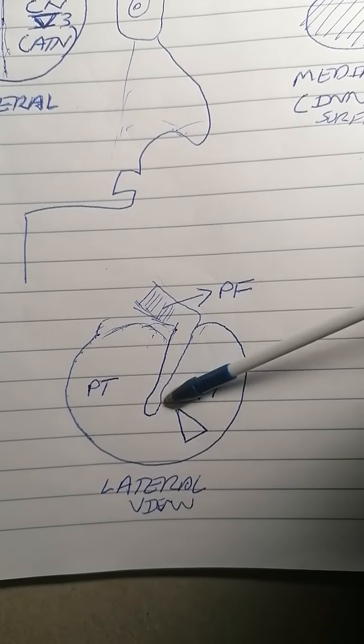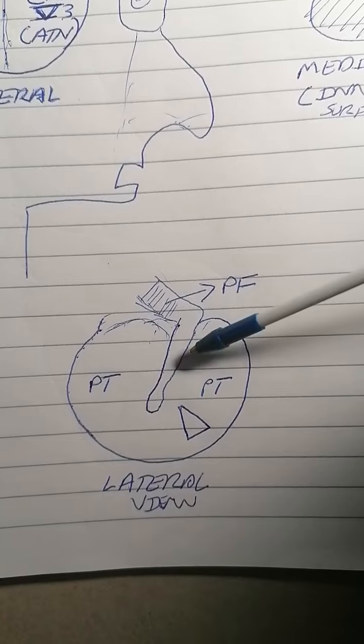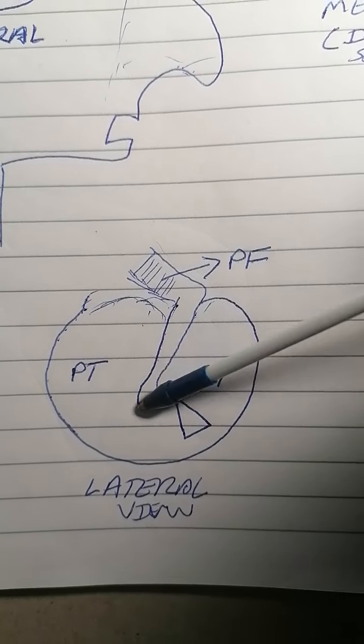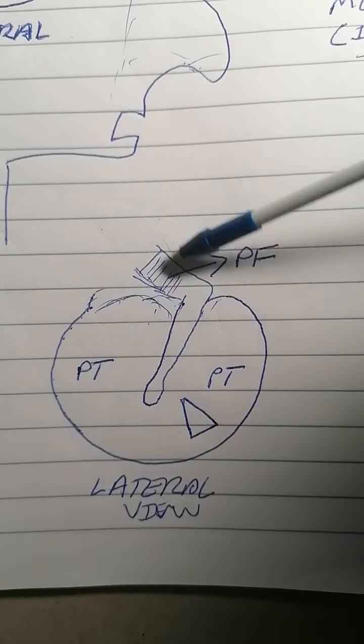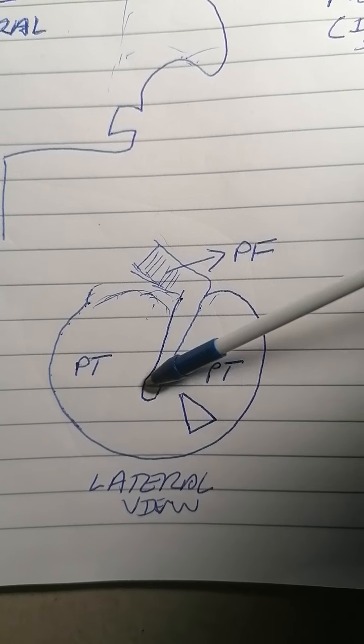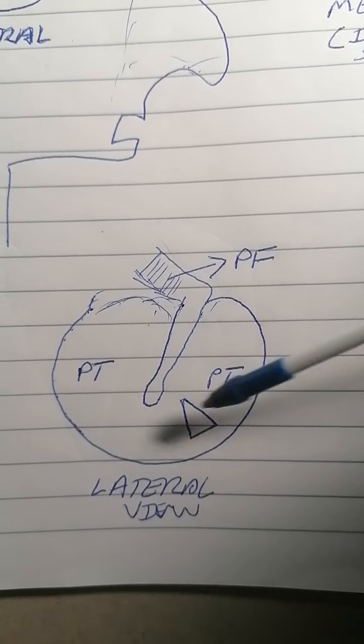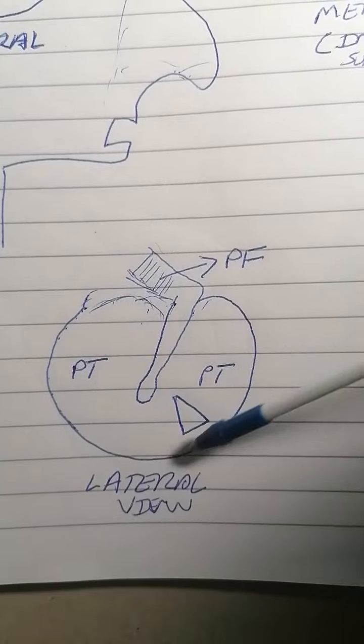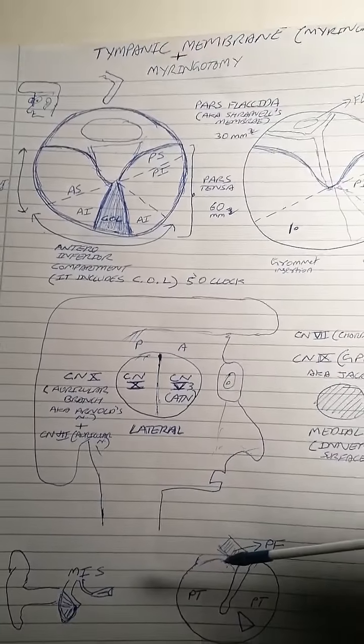That's all. This is another view of what you can see. This is the tympanic membrane. This is your malleus, and this part is the umbo. This is what you see, and this is the cone of light you see in the tympanic membrane. So that's all. Thank you.